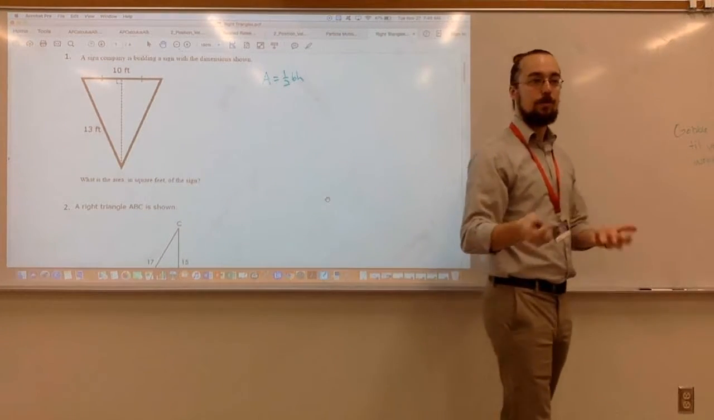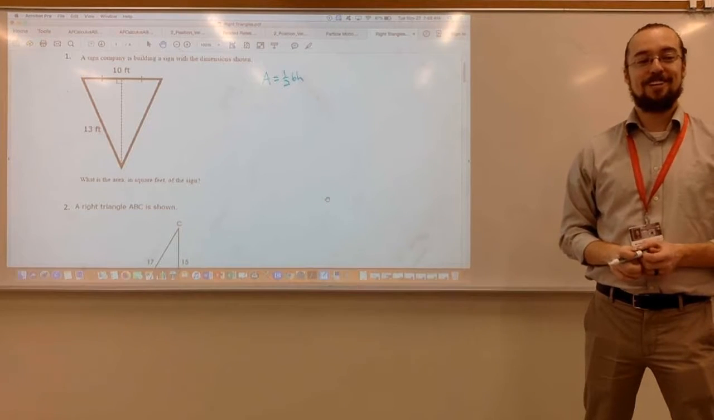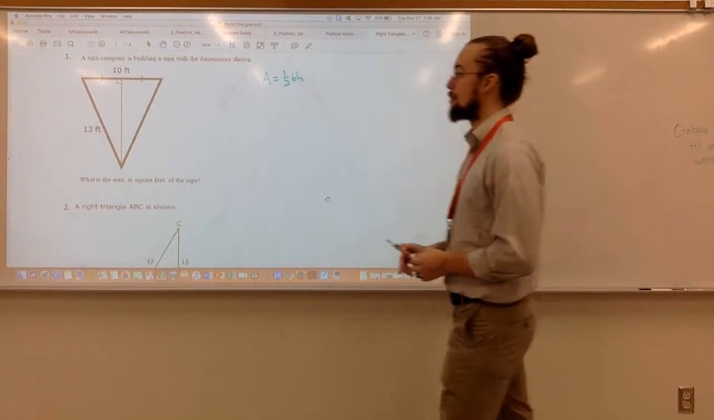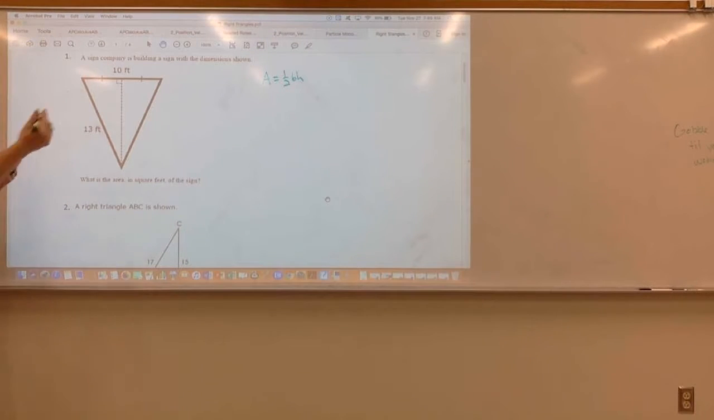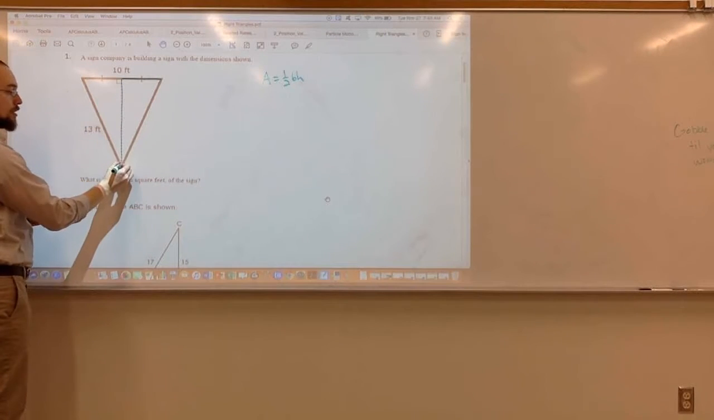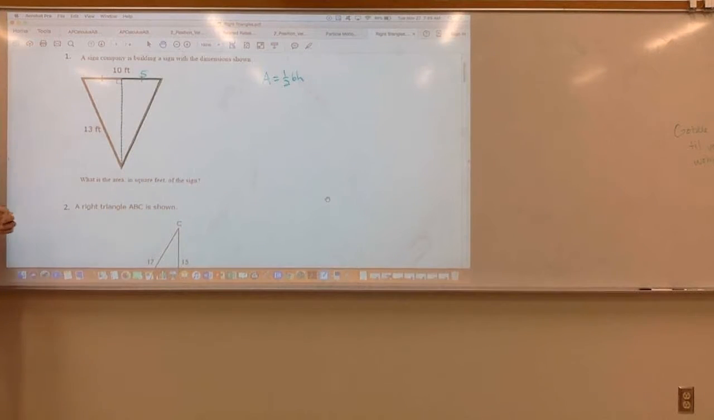Do I have both of those pieces of information here? Yeah, or no? Which one? Which is the height? 5. Alright, so what I'm going to end up looking at is this right triangle here.